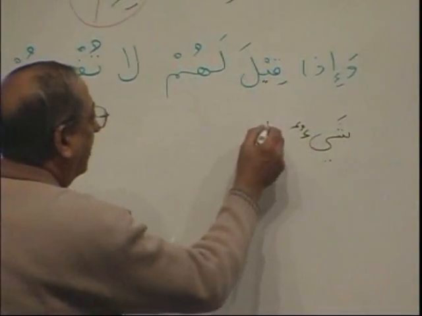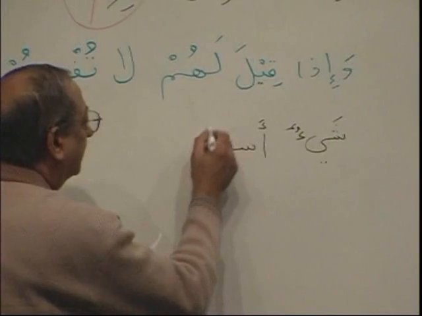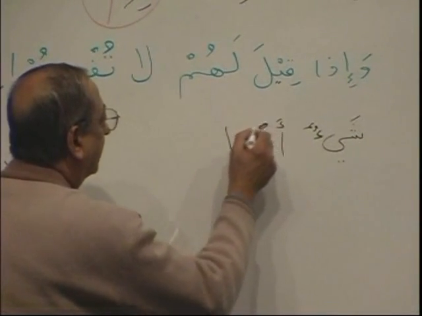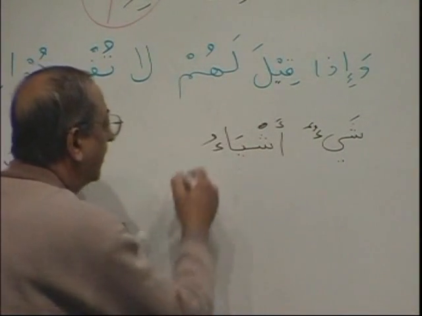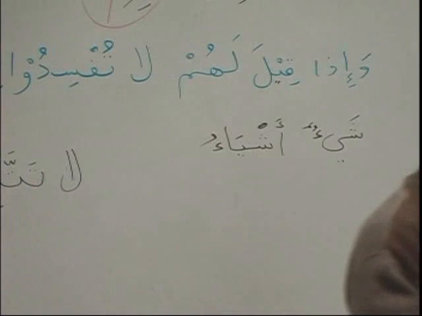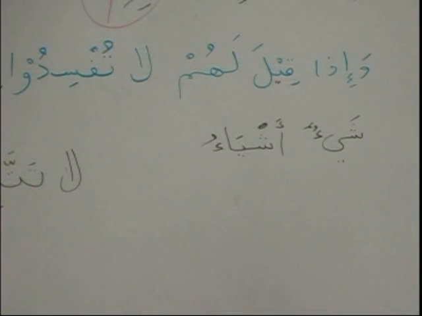Shay'un, singular. What is the plural? Ashya'u. Do you see single dhamma there? What does it mean? It is diptote. Ashya'u. So, nuridu, we want what? Ashya'a, maf'ulun bihi. Are you with me, brother?